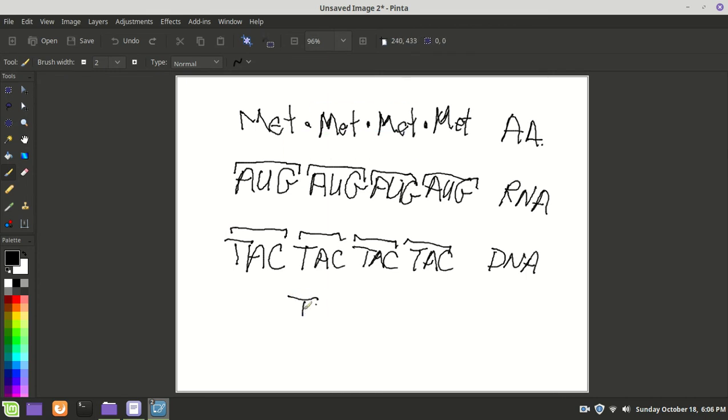So we say that insertions or deletions cause frame shifts.